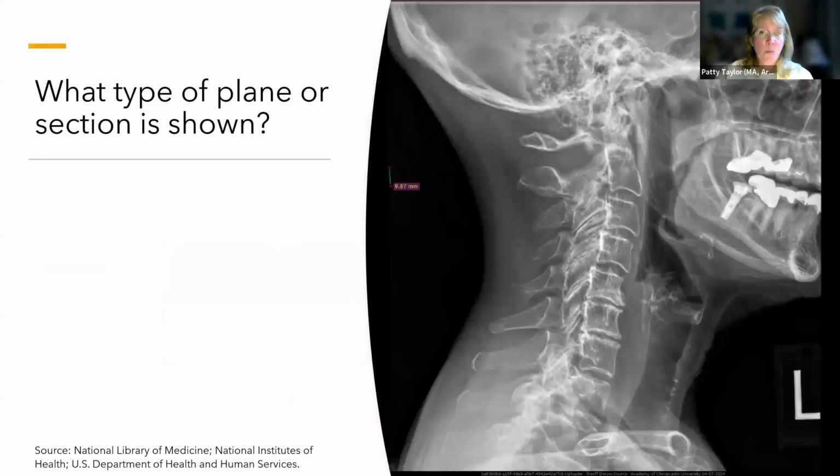Now, let's take a few moments to go through some sample pictures. I'm going to pause and let you identify before we reveal the answer. In this picture, you're looking at a left or a right viewpoint. That's what clues me in to know that this is a sagittal section. It's a side view, it's a left or a right viewpoint. That's what I need to look for.